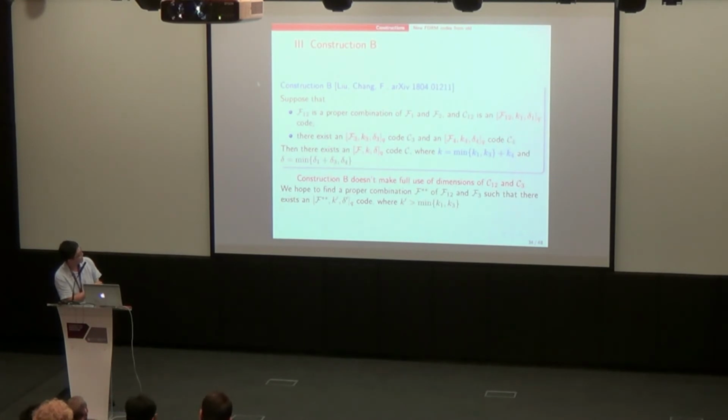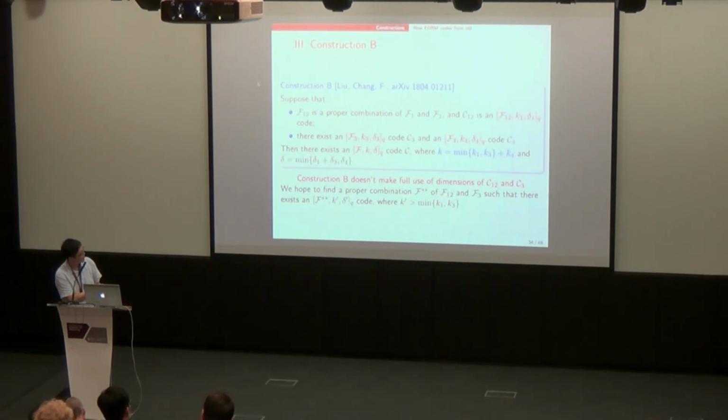This construction has a disadvantage. That is, you can see the resulting code has dimension k equal to the minimum value of k1 and k3. That means we lose some dimension because we take the minimum. So we want to improve the resulting code's dimension. A natural idea is we can make a further combination.